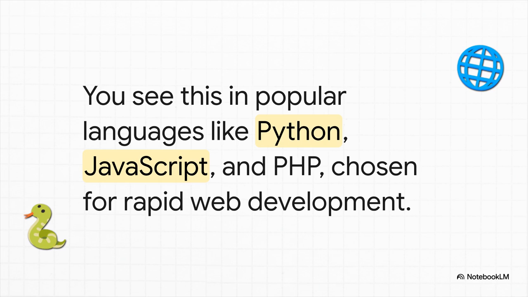And you see this model everywhere. I mean, think about some of the most popular languages out there today: Python, JavaScript, PHP. These are giants, especially in things like web development or data science. And a big reason they're so popular is because they're easy to get started with and you can develop things really quickly. That's a direct result of using an interpreter.